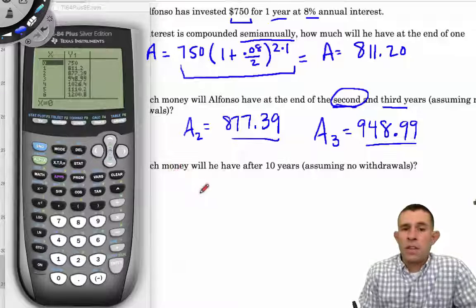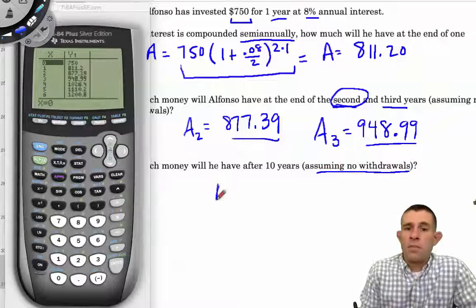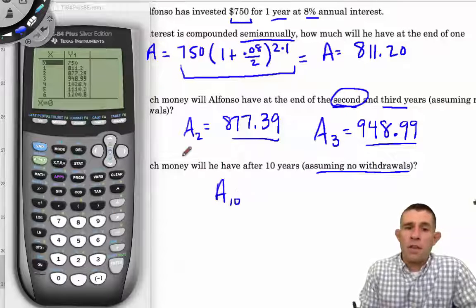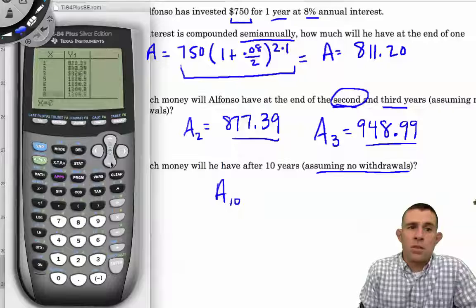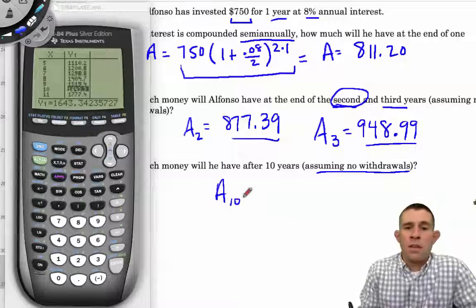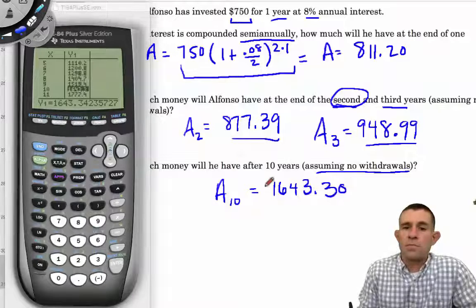Final question says, and how much money will we have after 10 years assuming no withdrawals? This is another benefit of doing this on your graphing calculator and then going to the table, is that we can quickly and easily see how much he'll have at 10 years. If I scroll down, I'll see that value when x is 10. I go over and I can see that A of 10, or the amount he'll have in 10 years, is $1,643.30.